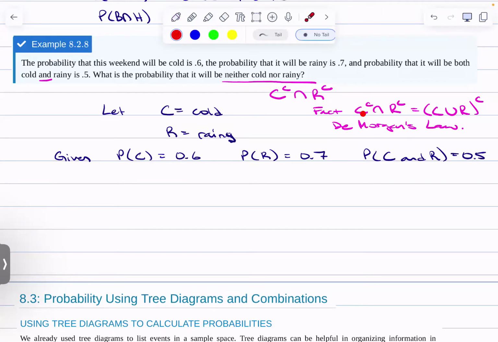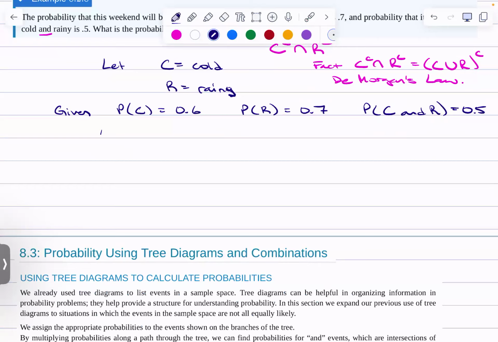We saw it in logic, right? If we're distributing the complement inside the brackets, then it basically just flips the sign and vice versa. This is not something that you need to know. We need it for this question, but for the final exam, I'm not expecting you to know it. It would be on your formula sheet if I did. So what that means is we can find the probability of C or R and then take the complement of it.